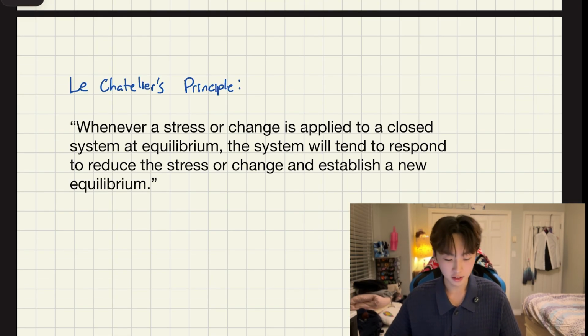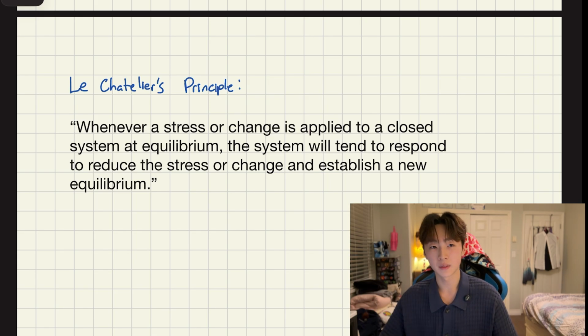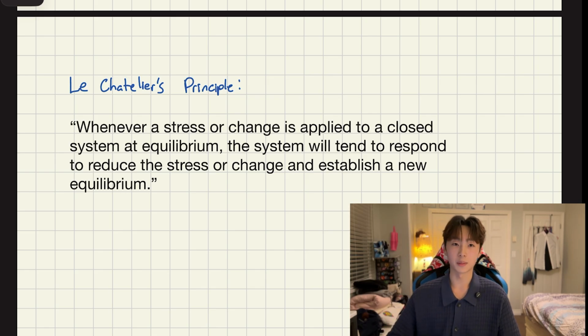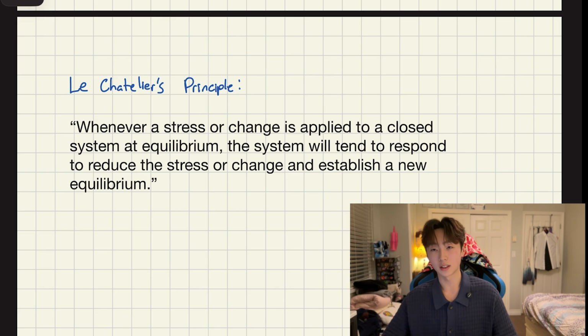Let's begin with Le Chatelier's principle. It states that whenever a stress or change is applied to a closed system at equilibrium, the system will tend to respond to reduce the stress or change and establish a new equilibrium. So think about the example I told you earlier. So when you increase the concentration of the reactants, that's a stress. So what the system's going to do is it's going to try to counteract that stress. How does it do that? It's going to make more products to get rid of that excess reactant.